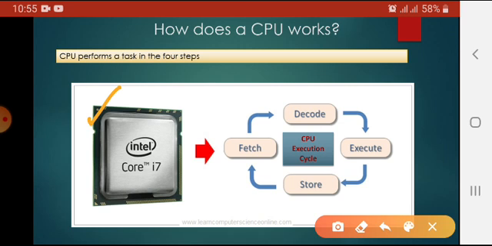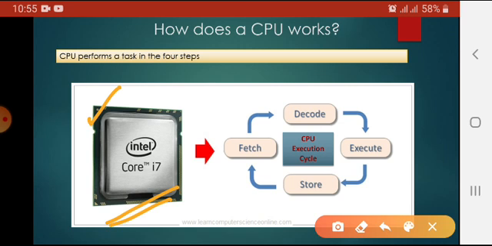All the processing which is performed inside the system unit is done by the central processing unit or this small chip. It is a small chip which is square in shape and its normal size is 1 inch. It works in 4 basic steps.